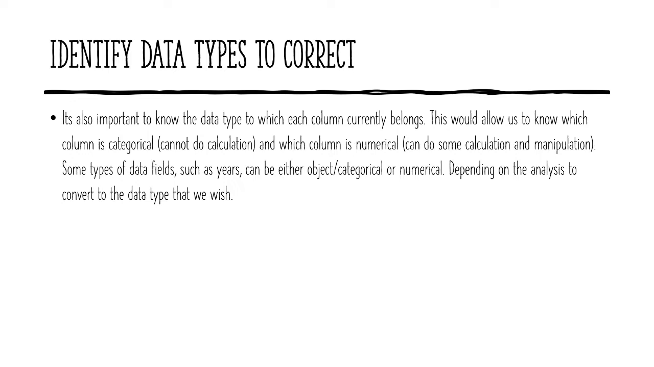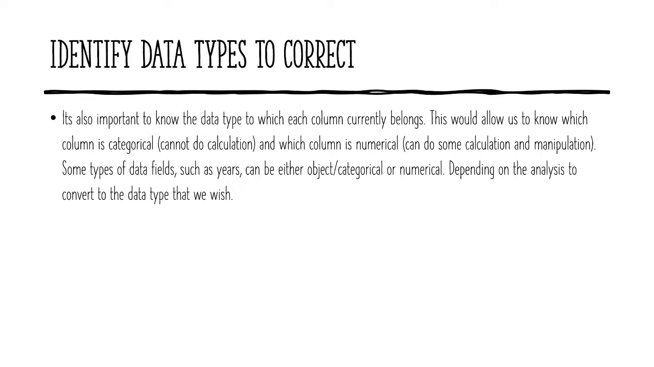It will see numbers and assign them to either float or integer, and it will see data that contains characters and assign it to object string. So sometimes we may want to convert numerical data to categorical data and vice versa. So it is important to know which data type the column is currently assigned to.